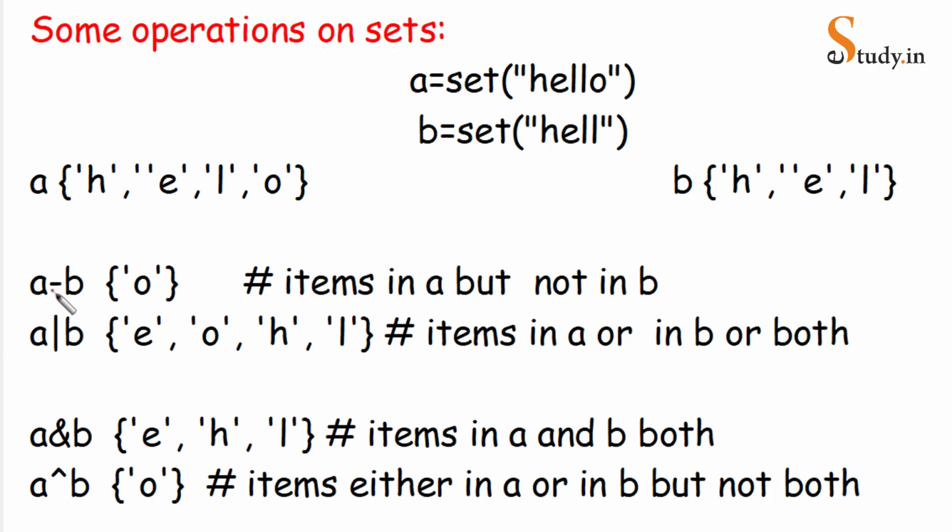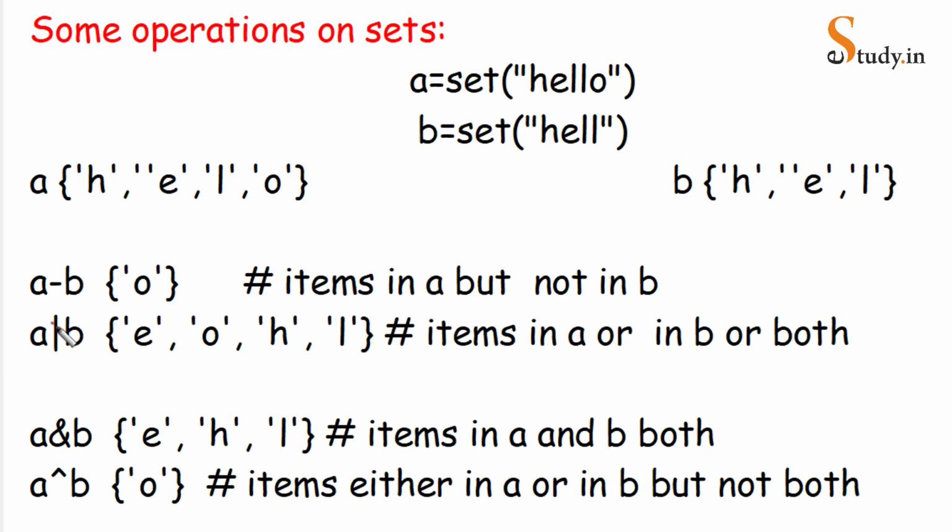Okay, so the items which are in A but not in B. So if you see here, H-E-L-L, H-E-L-L, it is in B also, it is in A also. So we do not want such elements which are in B. So which is that element? O. So it will give us O. So that is why the output here is O. So A minus B would mean all the elements which are in A but not in B. So according to this example, the output should be O.